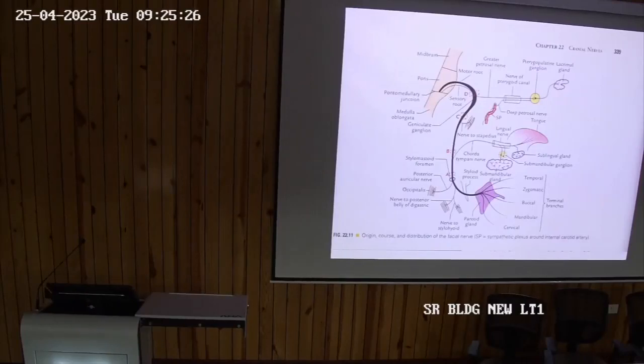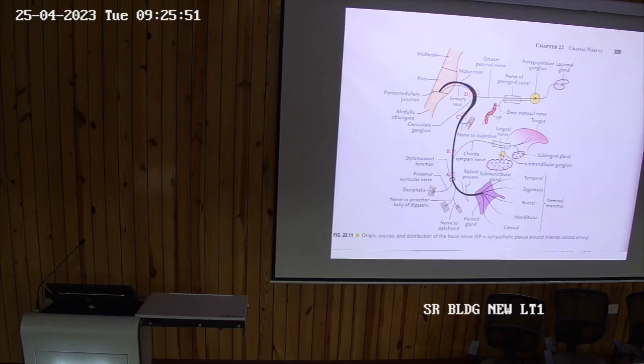The petrous part of temporal bone has an opening on the inner side. That is called internal acoustic meatus. And this is the external acoustic meatus. So what happened? First of all, the nerve comes out and passes laterally. Then it reaches the internal acoustic meatus and enters into it.